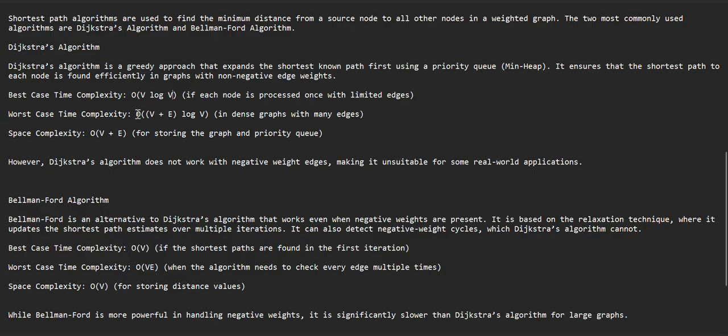Worst case is order of (V plus E) log V in dense graphs with many edges. If the graph has many edges, the time complexity will be this. It is the worst case. And the space complexity is order of V plus E, vertices plus edges, for storing the graph and priority queue. However, Dijkstra's algorithm has a disadvantage: it does not work with negative weight edges, making it unsuitable for real-world applications.